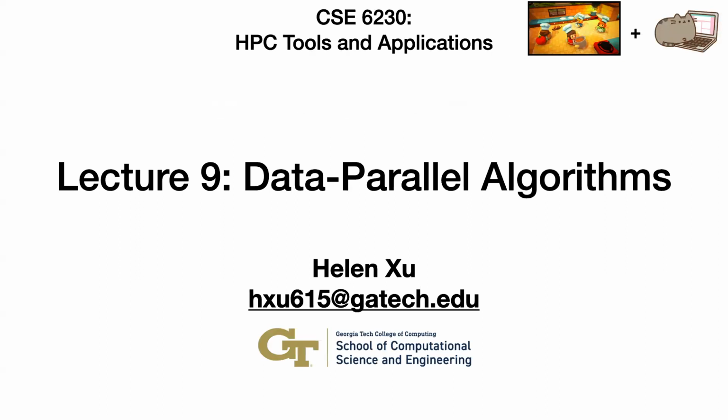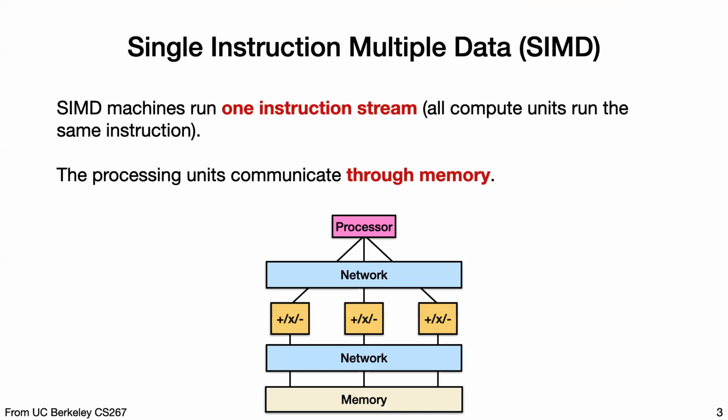Right. So today we are doing data parallel algorithms. Like I said in one of the previous lectures, single instruction multiple data, or SIMD, machines run on one instruction stream. So you give one instruction like add or subtract or multiply, and all of the compute units do the same instruction. Here are your units, and they each have some value inside, and they all do the same operation on the data, which is different from what we just did in the homework, which is thread parallelism, where all the threads can do different stuff. And the processing units communicate through some shared memory.